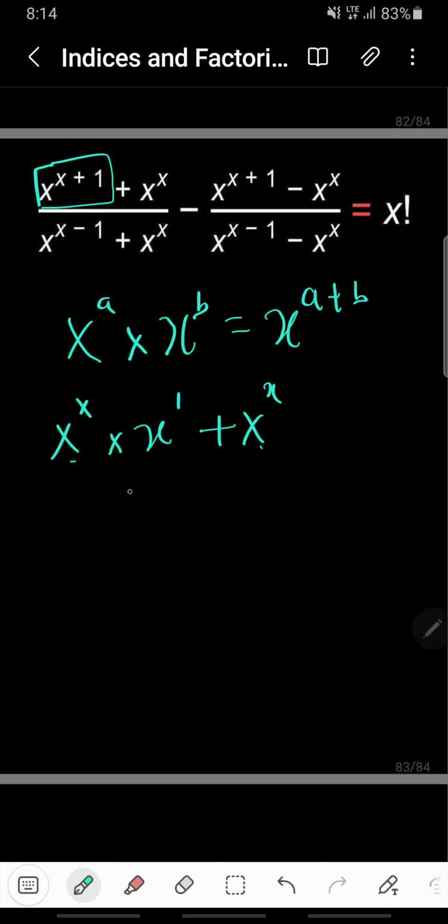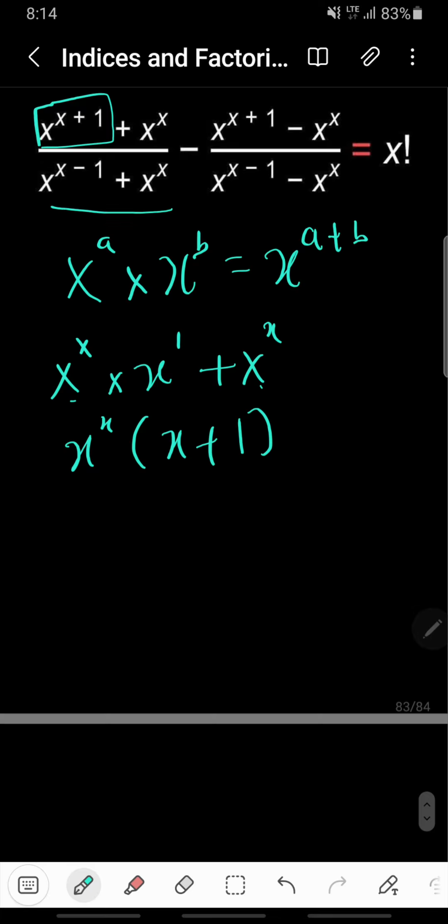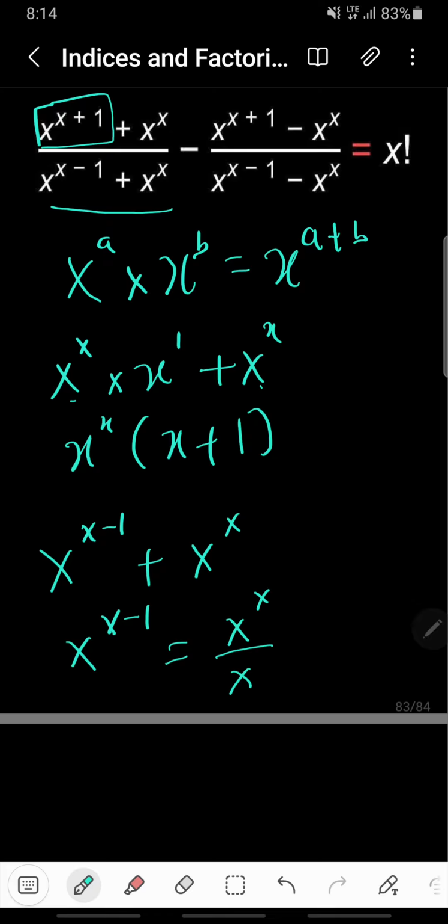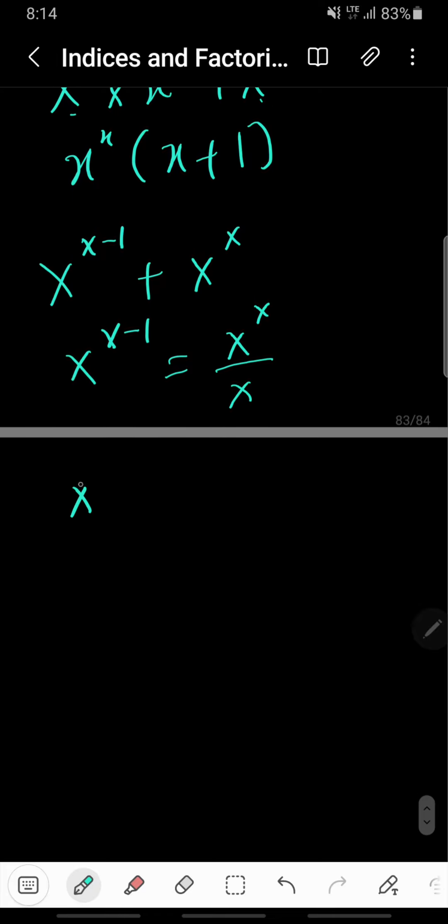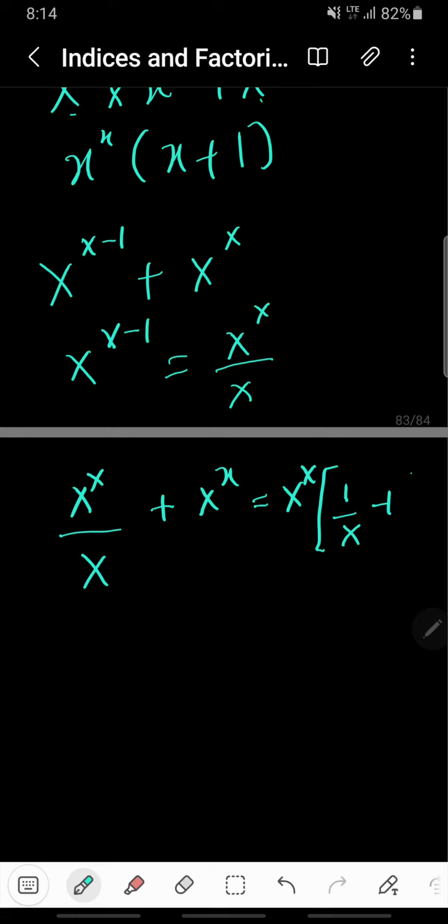Then you can see that x to the power of x is common to the two, so I'll write x to the power of x in brackets x plus 1. So I've done that. I'll go to the denominator, which is x to the power of x minus 1 plus x to the power of x. Now x to the power of x minus 1 is the same thing as x to the power of x divided by x. So the denominator is x to the power of x divided by x plus x to the power of x. Now x to the power of x is common, so you have 1 over x plus 1.